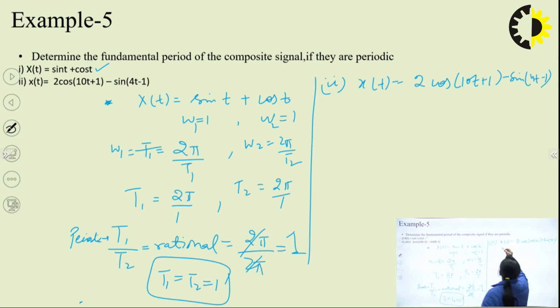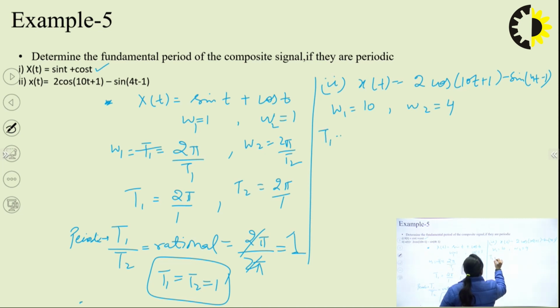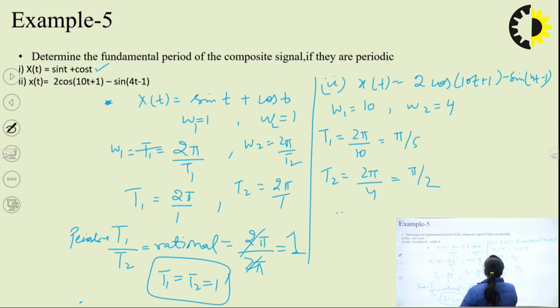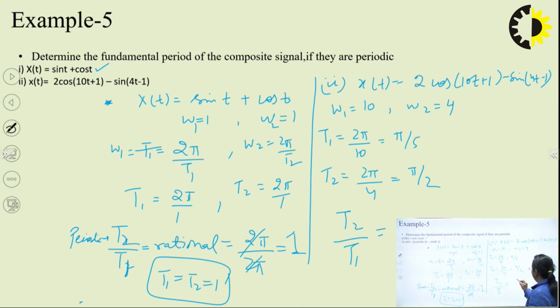And for another example, again for x(t) equals 2 cos(10t plus 1) minus sin(4t minus 1). So here omega 1 will be equal to 10 and omega 2 is 4, okay? So T1 will be equal to 2 pi by 10, that means pi by 5. And T2 will be equal to 2 pi by 4, that means pi by 2. So this will be T2 by T1, okay? In the earlier case it was the same, so no correction was needed. This will be pi by 2 upon pi by 5, which comes out to be, pi cancels with pi, 5 by 2, right? Which is a rational number.